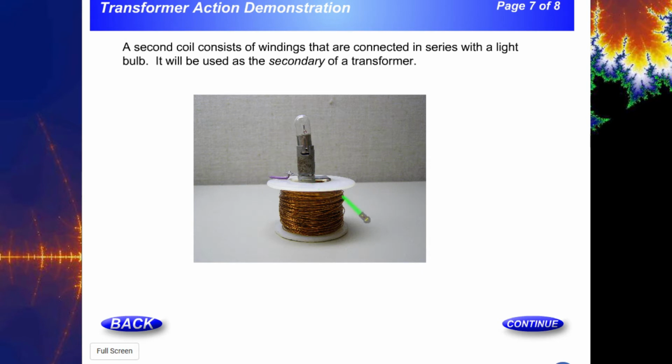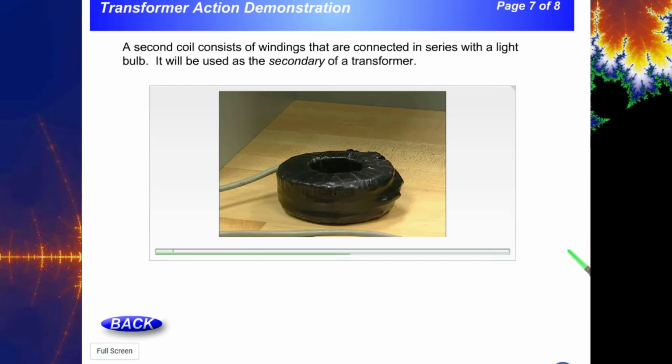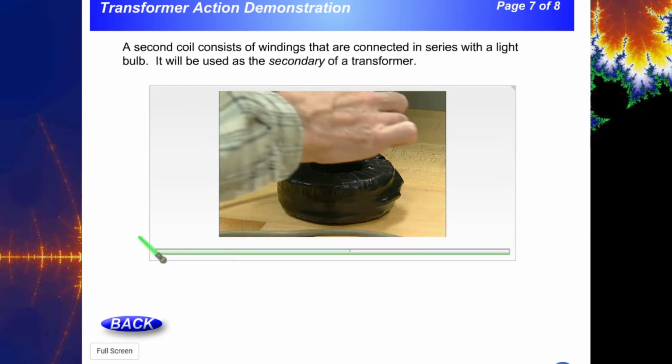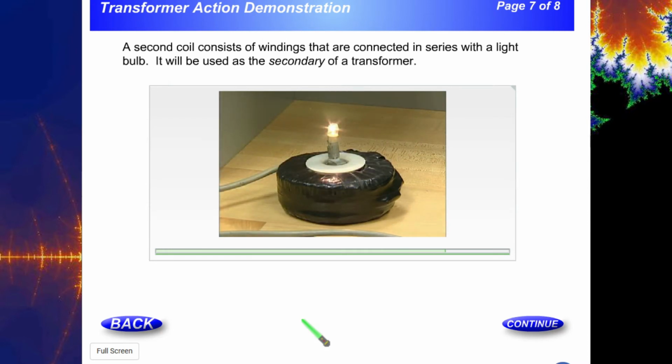So the idea is that through that transformer action, while that first primary coil is plugged into the wall, it will transfer the electromagnetic energy to this coil. It will be picked up and power the light. And since it's internal, it's in close enough proximity that we should never see the light bulb go out. There we go. No physical connection, and the light bulb is energized.